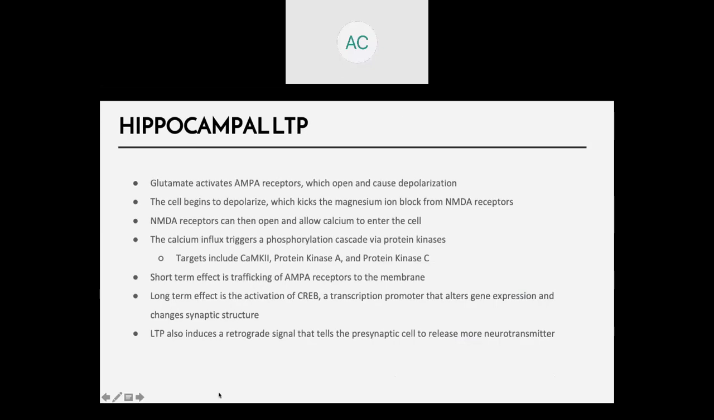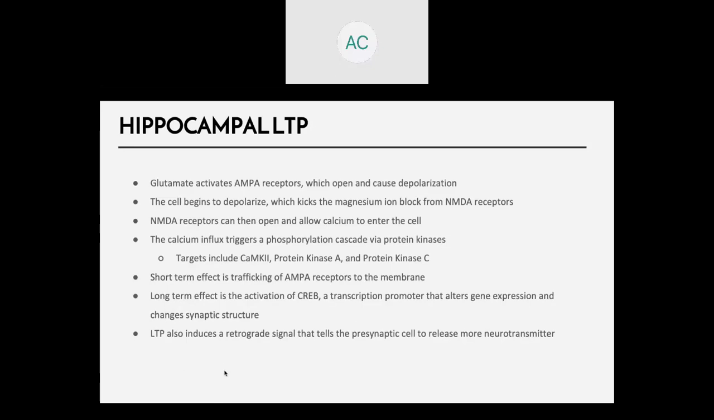So this is probably the key slide and the key concept to know from the second half of the learning and memory section, because it's the cellular mechanism of hippocampal LTP. So first, let's say we're looking at a glutamatergic neuron.